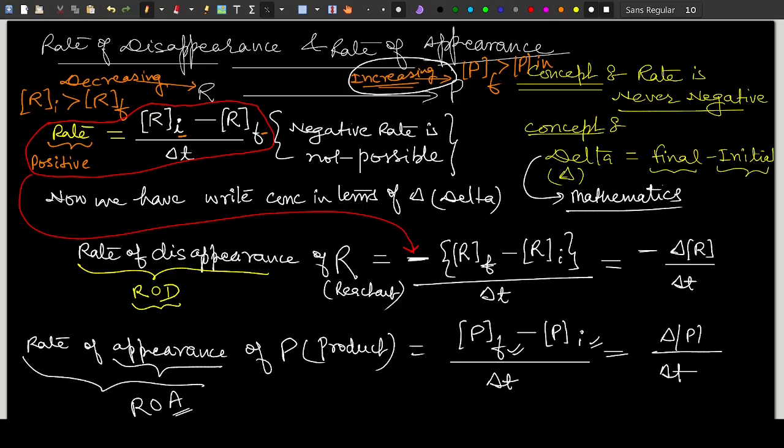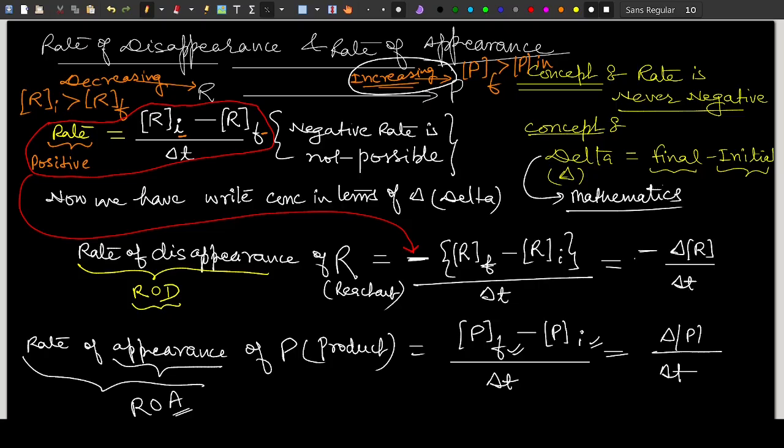So dear students, mathematically it got the negative sign, and mathematically it got the positive sign. So there is no concern of just telling, without any concept, that disappearance means the negative and appearance means the positive. This is not the right way to teach science students. The concept is rate is never negative, and the concept of the delta is final minus initial.